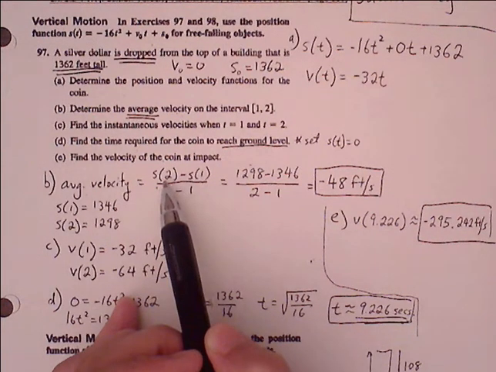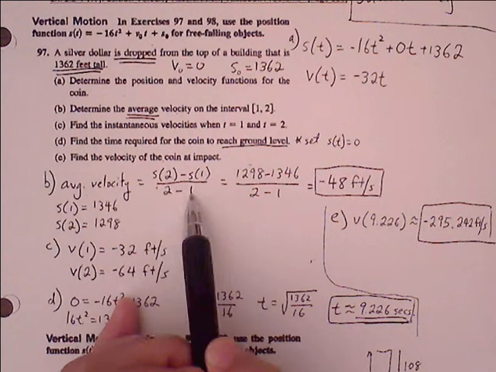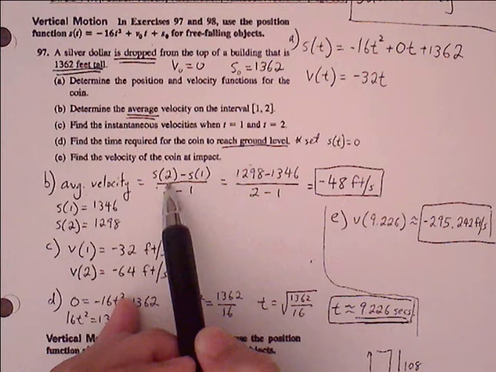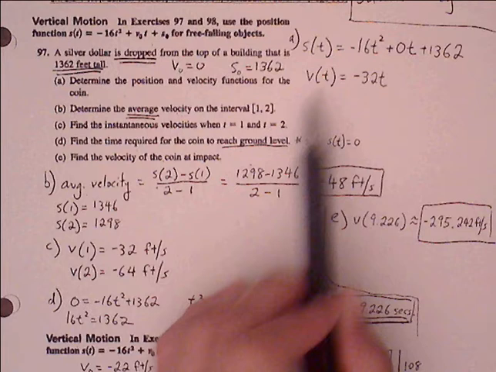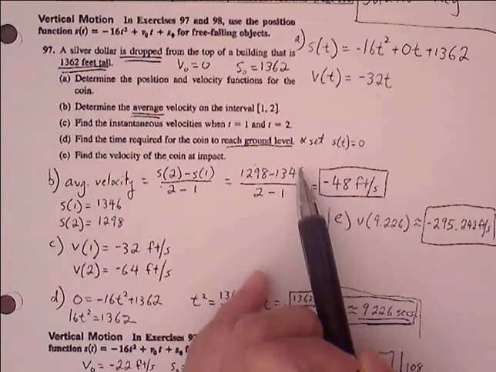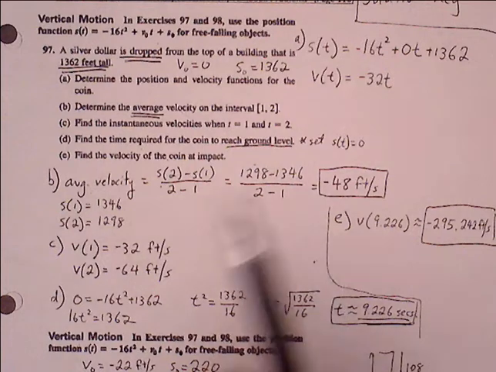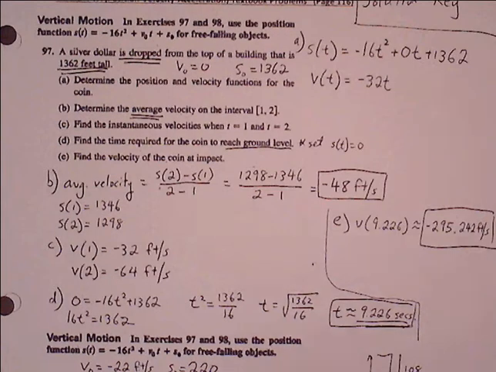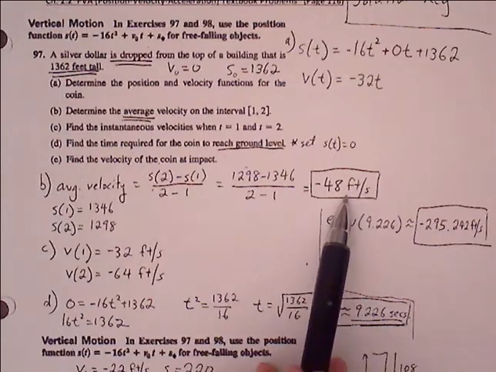So our endpoints are at 2 and 1. s of 2 minus s of 1, this is change in position over change in time, over 2 minus 1. If we plug 2 into the position function, we get 1298. If we plug 1 into the position function, we get 1346. So s of 2 minus s of 1 over 2 minus 1 is negative 48 feet per second. The unit is in terms of velocity, so we have feet per second.